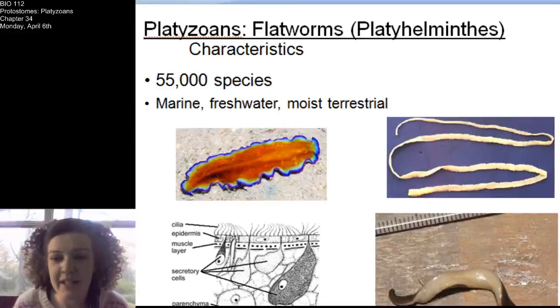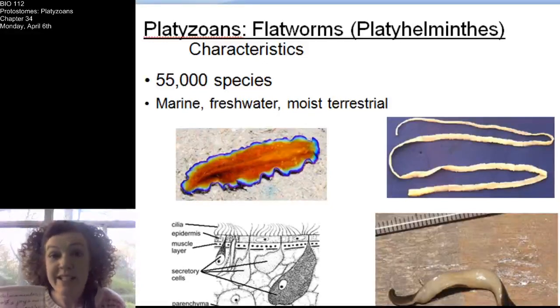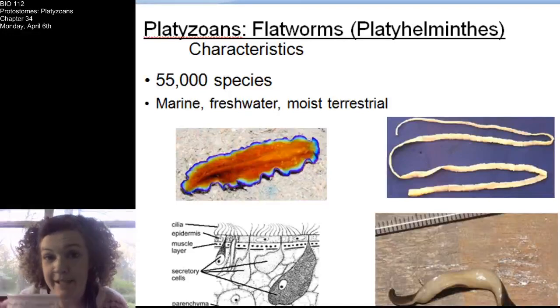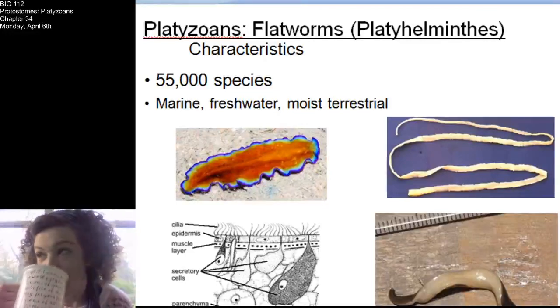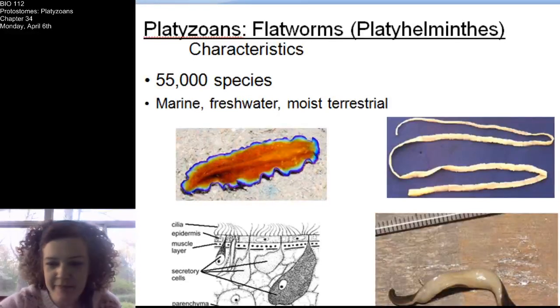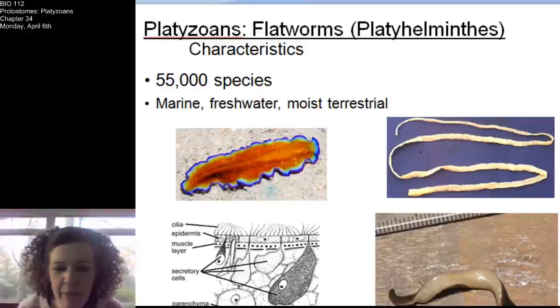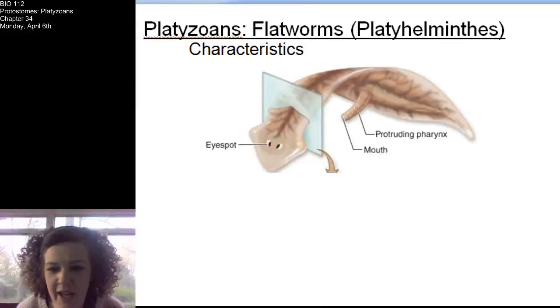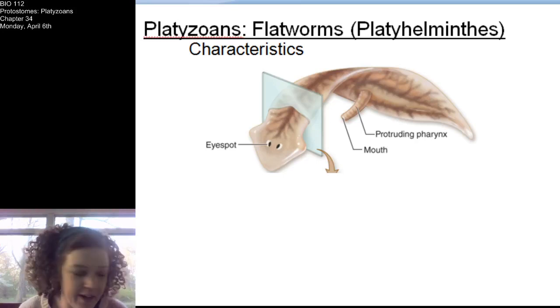So, anyway, the Platyhelminthes, the flatworms, consist of 55,000 species. They're very successful. Here we have represented the main groups: the Turbellaria, the Trematodes, and the Cestodes. And we're going to talk about each one of these. Okay. So here, let's talk about characteristics of flatworms. So here you have a nice little planaria.